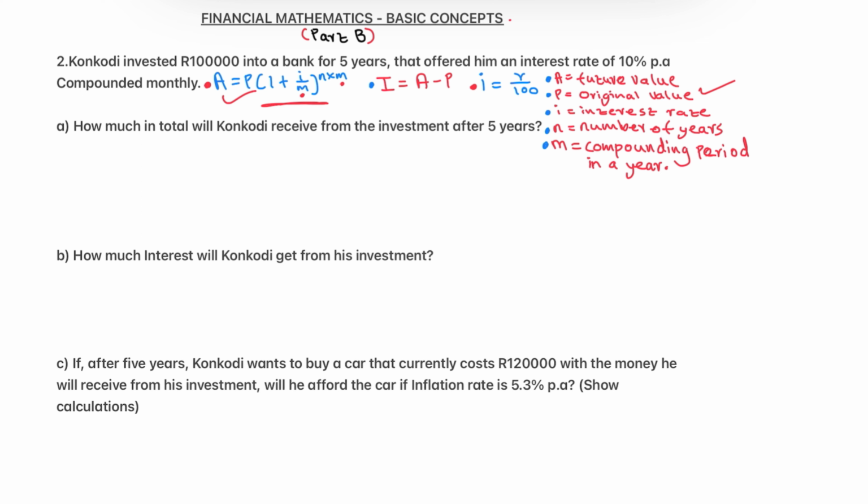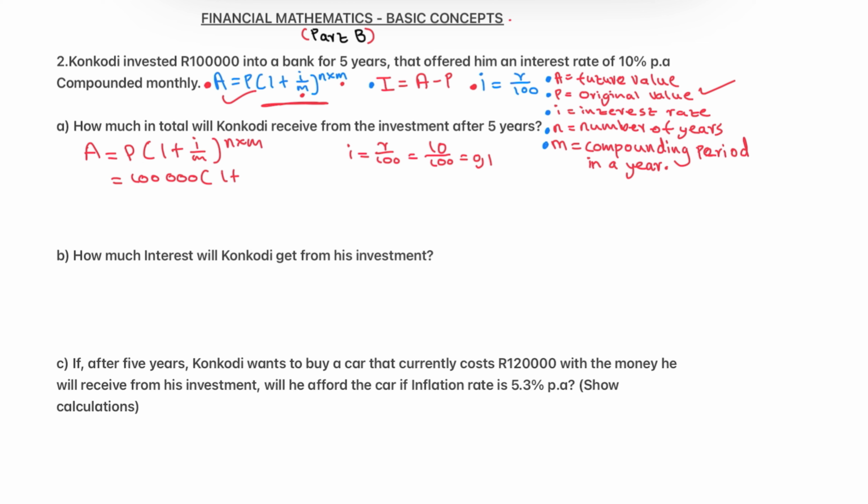We're going to say A is equal to P into 1 plus I over M, all to the exponent N times M. So what's going to be our P? Our P is our original amount of money, which is 100,000 Rand, into 1 plus. Our I is going to be our 10. Remember, we're going to say I equals R over 100, right? What's our R? 10 over 100. So the answer will just be 0,1.